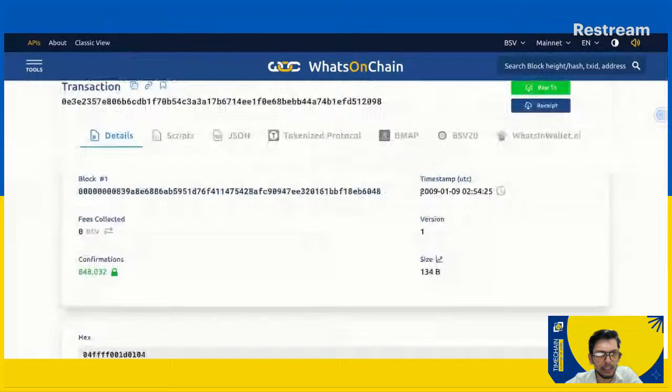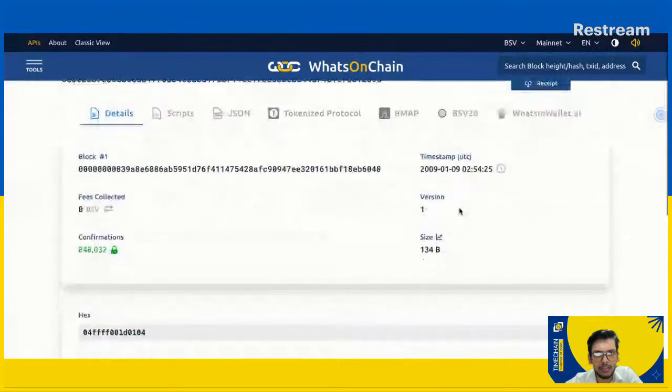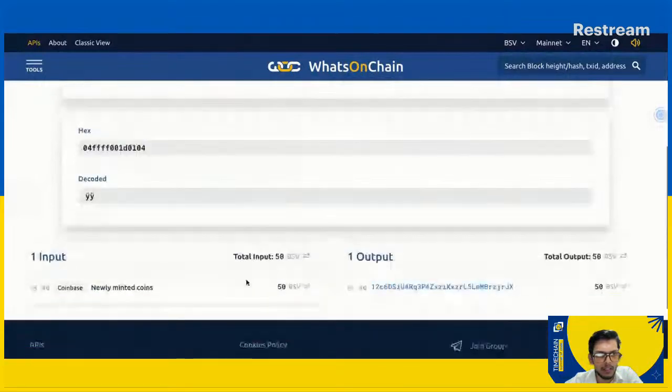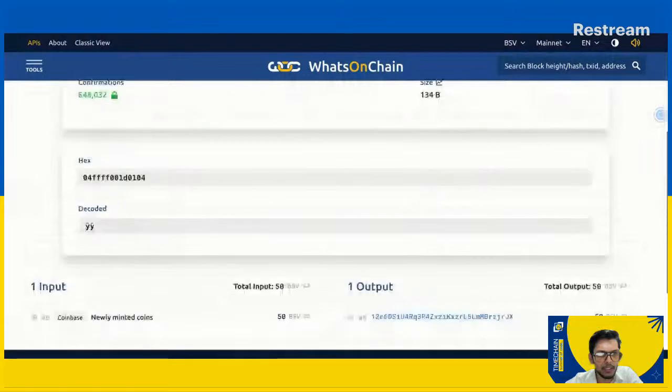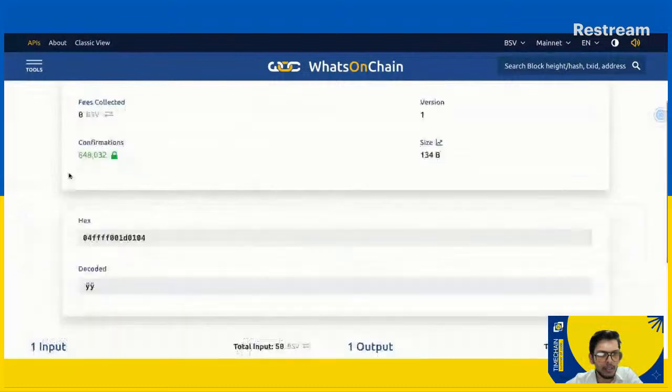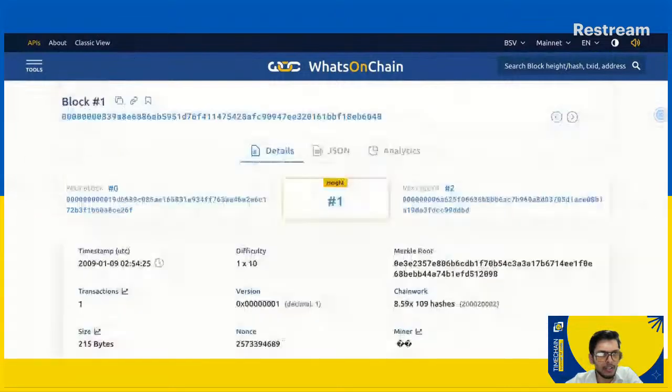If you see the timestamp, it was 9th January 2009. If you see what was inside it, there were newly minted coins. So the first transaction of every block is always a coinbase transaction. A coinbase transaction means the first transaction where newly minted coins come into circulation. I'll show you how a normal transaction looks and how it is different from the first transaction, which is a coinbase transaction. So that's the first block.